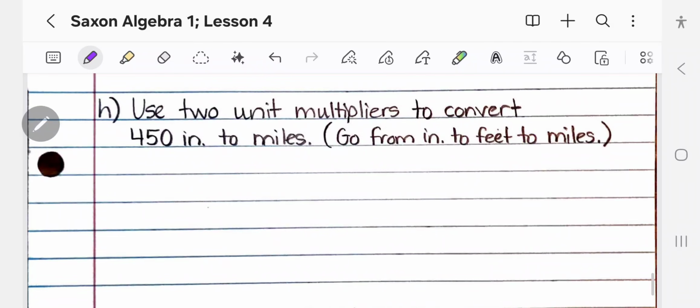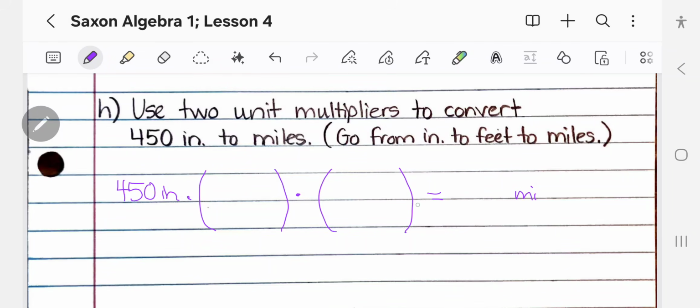All right, use 2 unit multipliers to convert. I'm going to start with what they gave us. 450 inches to miles. I'm going to have a unit multiplier. I'm going to have another unit multiplier. That's going to be equal to some answer that's going to be in miles. And they gave us a nice little hint. Go from inches to feet to miles.